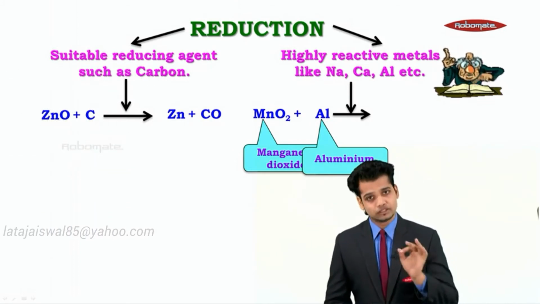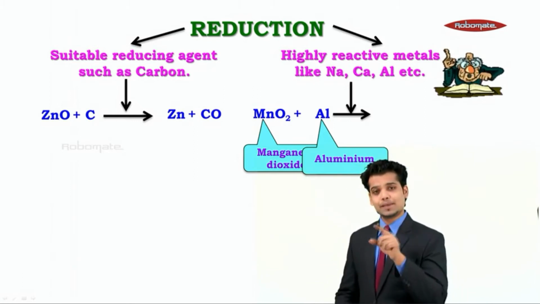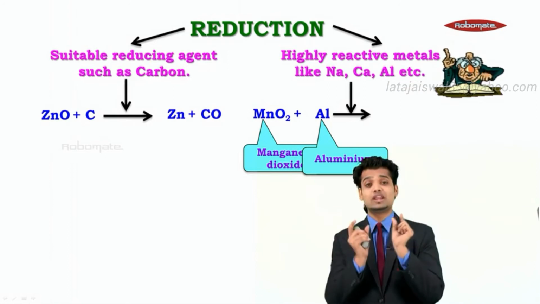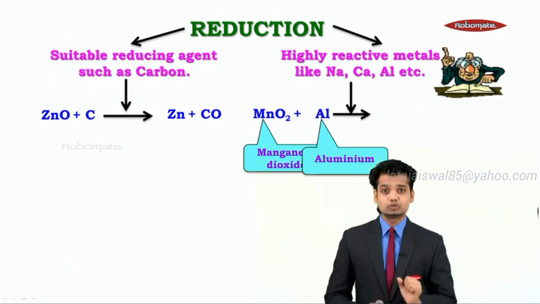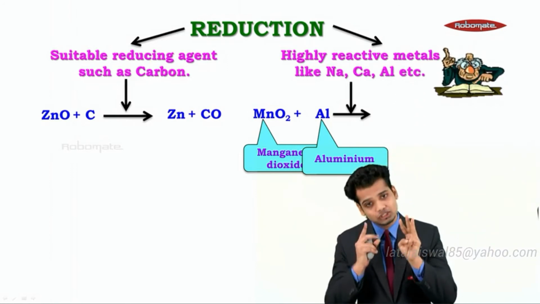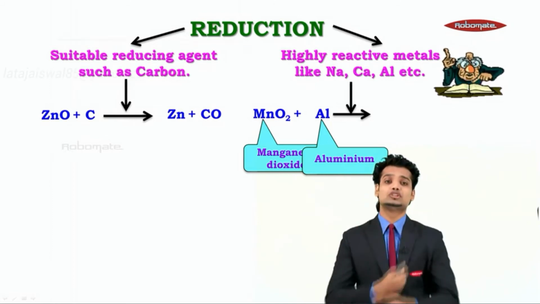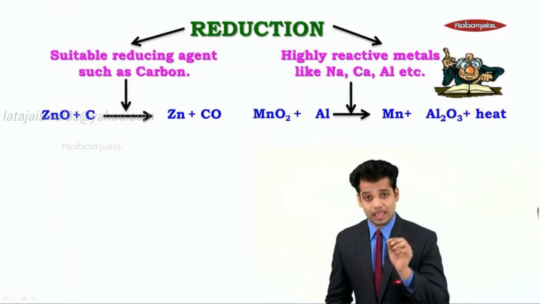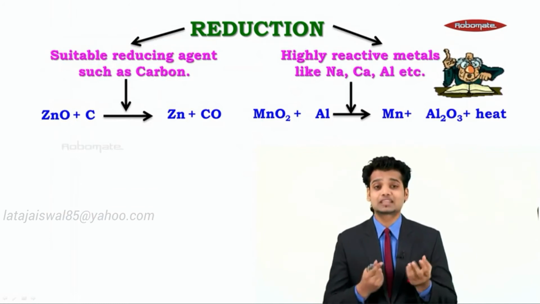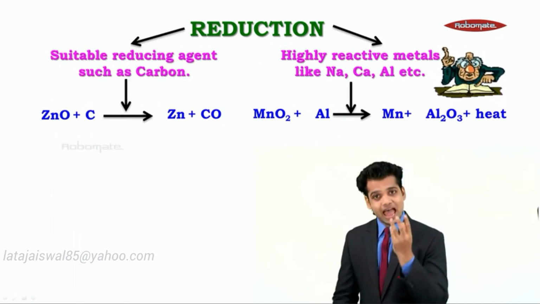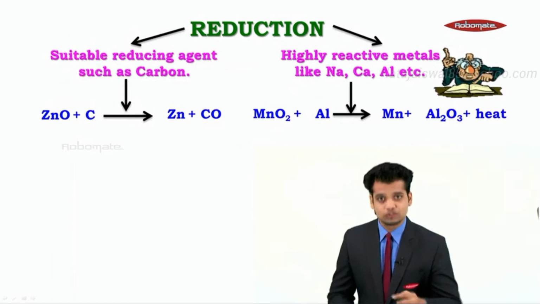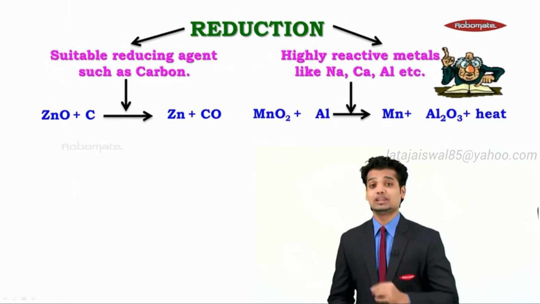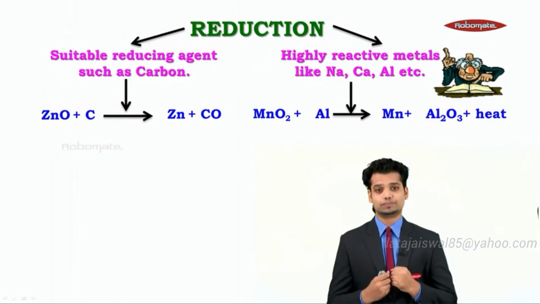Sir, how? Because it is an exothermic reaction. Mn is positive, O is negative, Al is positive. So Al positive will react with O negative. Al's valency is 3, O's valency is 2, crisscross: Al2O3 plus Mn. Now that Mn, because of heat, has come out in the molten state. That molten Mn is used to fill the cracks in the trains. Hence, the train tracks are renewed.